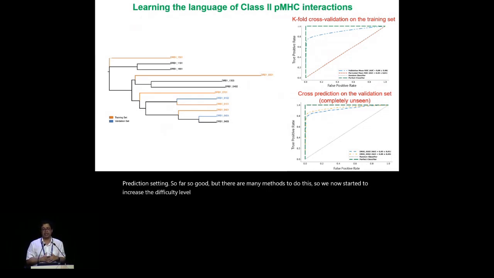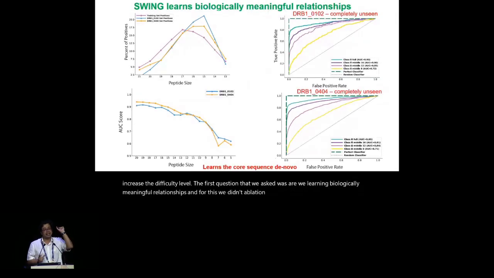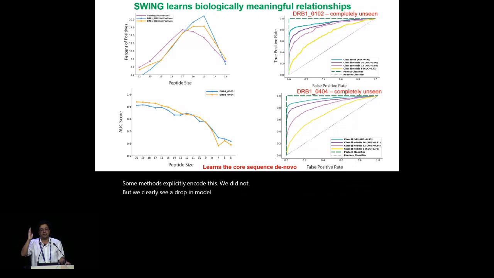The first question that we asked was, are we learning biologically meaningful relationships? And for this, we did an ablation experiment where we keep on deleting the peptides. For class 2 pMHC binding, the length of the peptide is between 12 to 25 amino acids, but the core binding motif is around 10 amino acids. This is well known. Some methods explicitly encode this. We did not. But we clearly see a drop in model performance only after we drop below 10 amino acids. Till then, there is almost no reduction in model performance, meaning that we are learning the core sequence de novo.